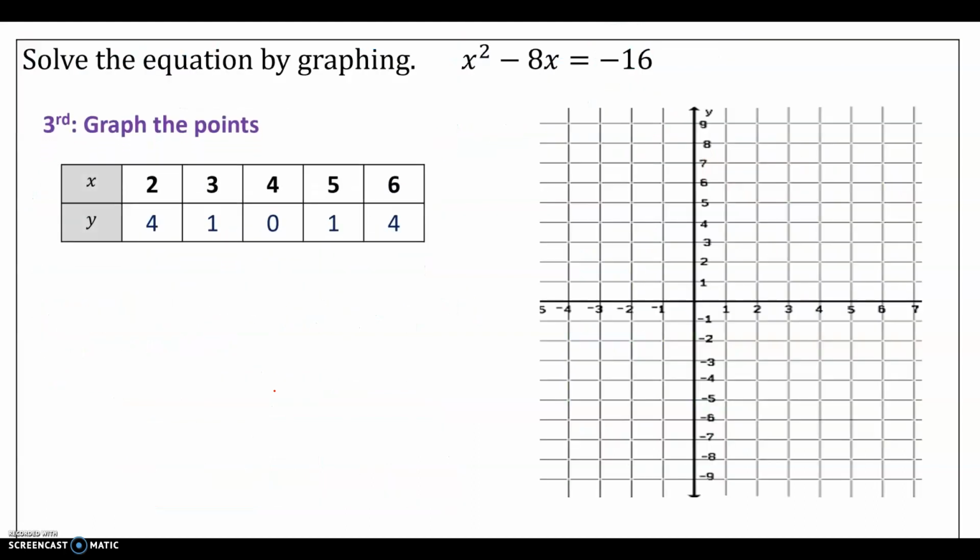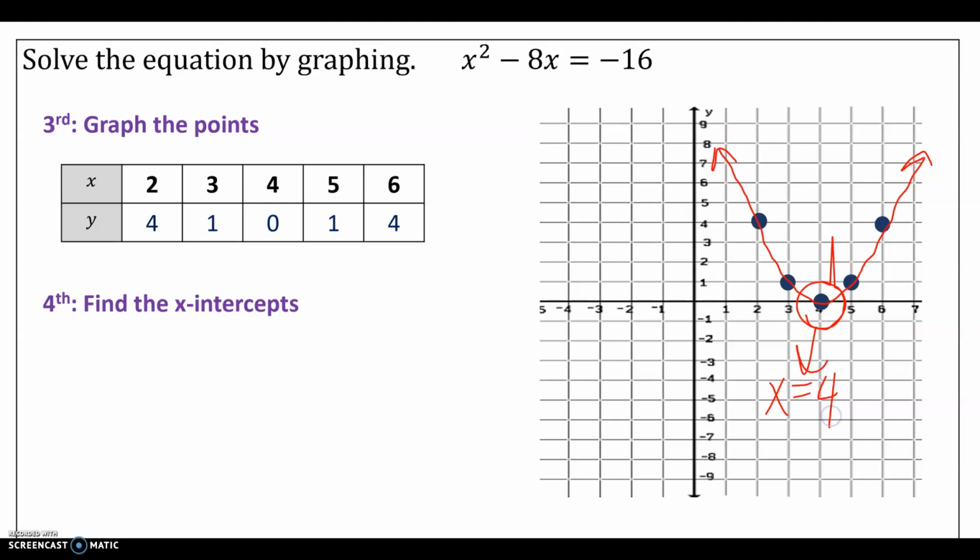Same chart. Plot your points. Make your curve. But if you notice, it's only crossing the x-axis at one spot. So our x-intercept is x equals 4. It's technically like a double root because it's showing you 1, but remember how the exponent of 2 means there are 2 answers? Well, both answers would be x equals 4. So the solution is x equals 4.